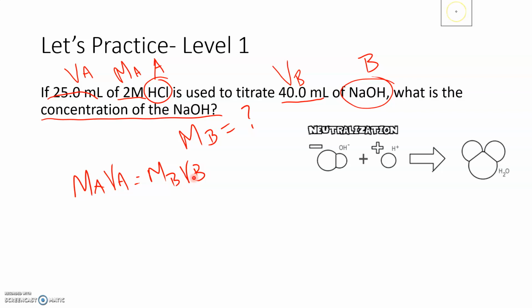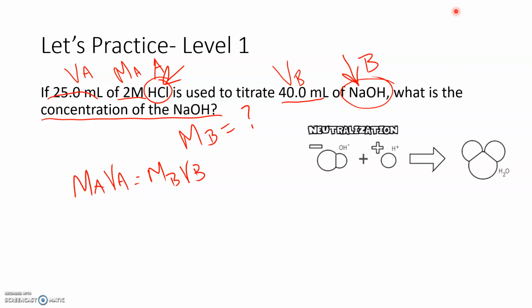Why is it a straight plug-in? Remember those mono and polyprotic acids and bases we talked about? This guy is a monoprotic acid. This guy is a monoprotic base. The number of H's from the acid are directly canceled out by the number of OH's from the base. If that's the case, they're both monoprotic, you just plug right in.